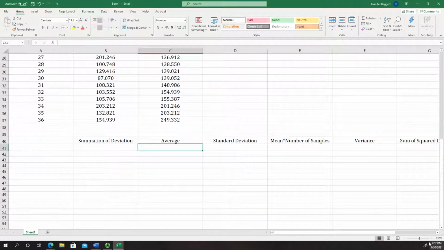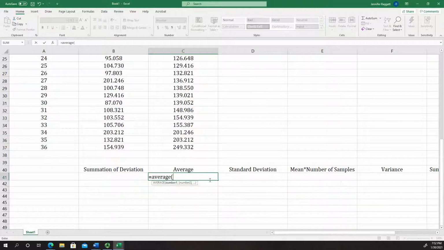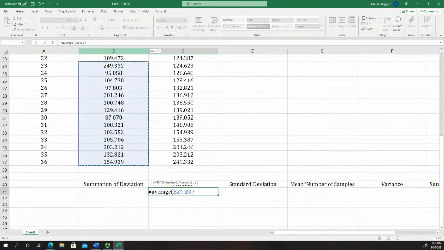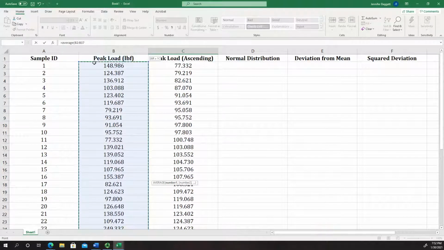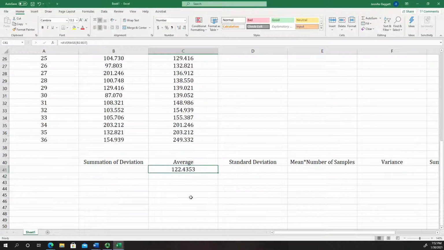So with our average, we can do equal to and type the word average, open parentheses, and then select all of the values tested for our set of data. So essentially all of the values in our peak load column. So our average then turns out to be 122.4353, and that gives us our average value.